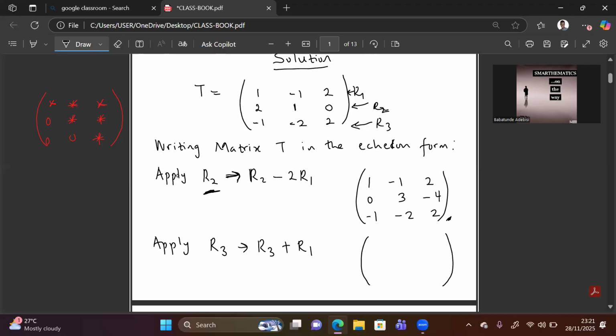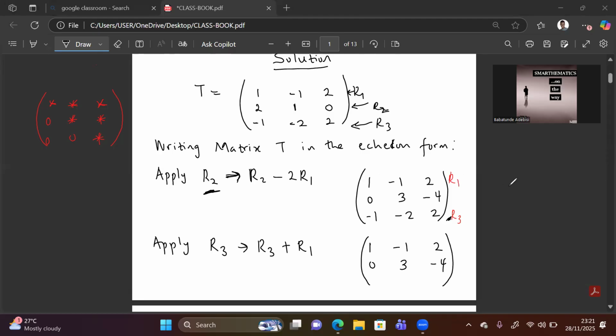So I'm looking at 1, minus 1, 2; 0, 3, minus 4; minus 1, minus 2, 2. I'm not changing my R1, R2. It's only R3 I want to change. So I'll write the R1 and R2: 1, minus 1, 2; 0, 3, minus 4. It's the R3 I want to change. And how do I want to change it? I want to change it by adding R3 and R1. This is the R3. This is the R1. So I will add them both.